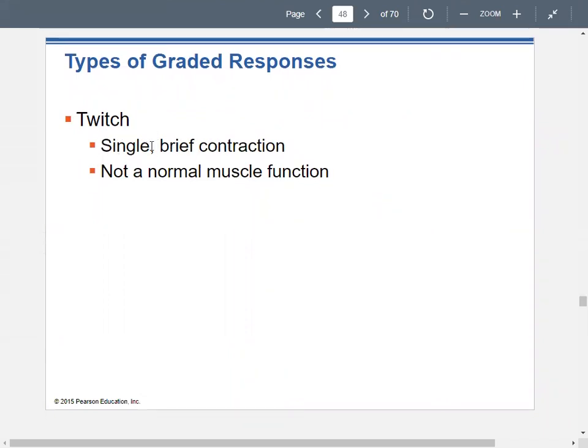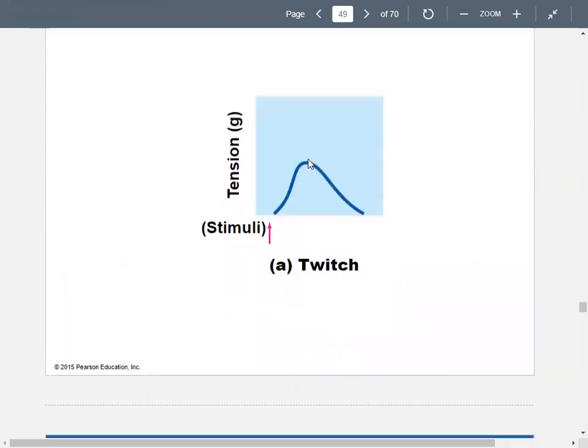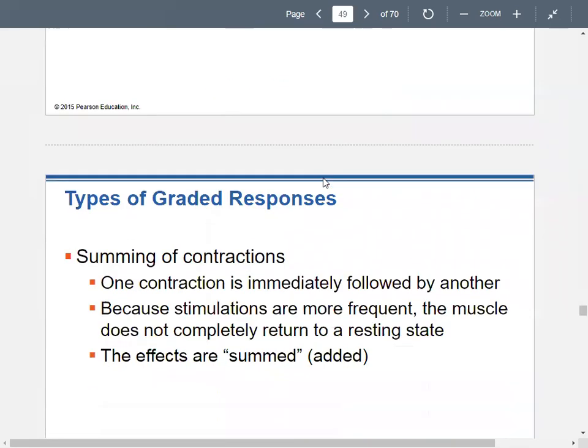Twitches are just brief, single contractions. And technically these are not normal to get, muscle twitches. All right, this shows you that when you get that brief contraction, you get an increase in tension, because when you're contracting, you're generating some tension.